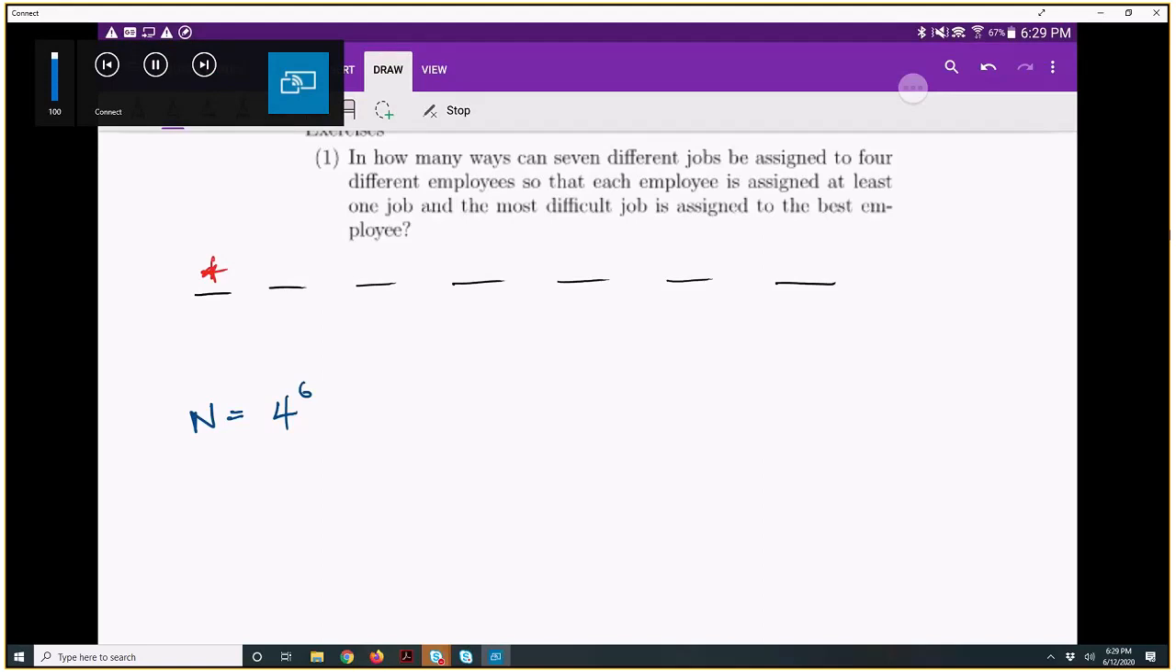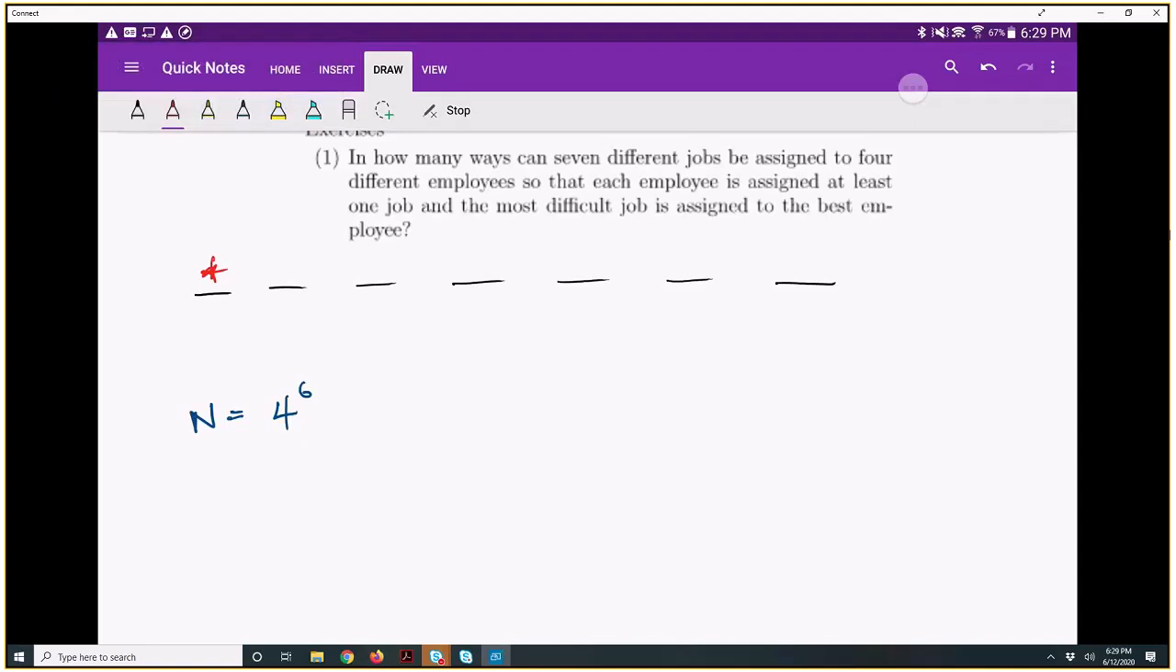But we had one more restriction. We said how many ways so that each employee is assigned at least 1 job. So we'll convert this to an inclusion-exclusion problem by saying I have 4 employees. I'm going to call them E1, E2, E3, and E4. And E4 is my best employee. So I'm going to put a little star there so I know that E4 is my best employee. I've already given him the toughest job.